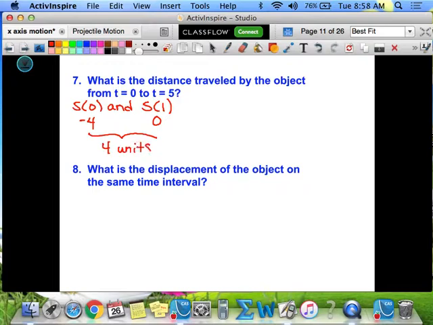So it started off at -4 on the number line. Think of it that way. And it traveled to 0. So it went 4 units. Good? Now we know that then it's going to continue on to 3. Just think of it as steps.